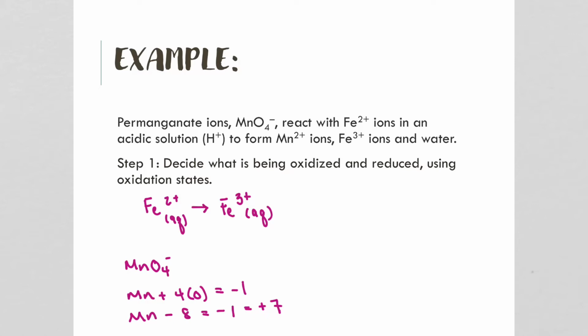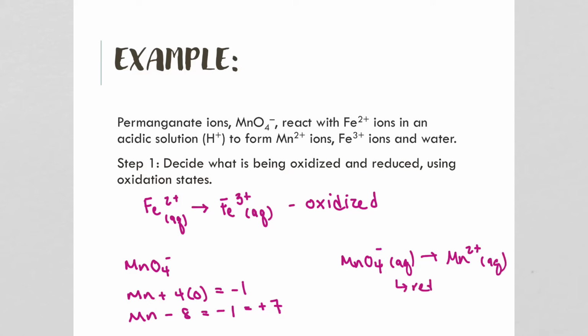So because it's going from +7 and we're told that it's becoming 2+, it's a decrease in the oxidation state from +7 to +2. So that's the one that's being reduced. So this one's oxidized. And then MnO4- is becoming Mn2+. So that one's being reduced because it's going from +7 to +2.